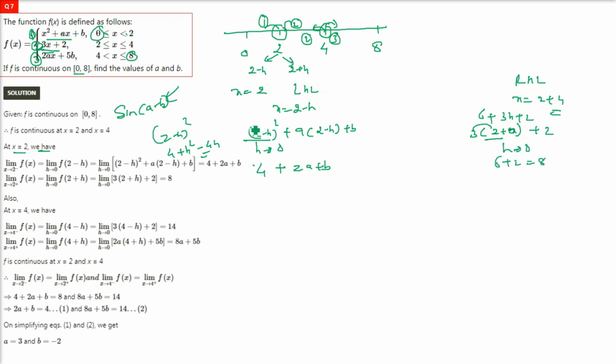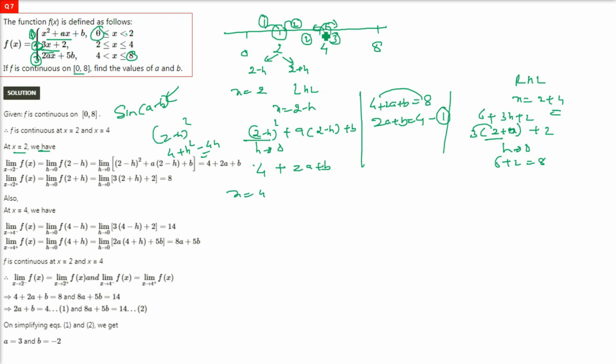So the left hand limit is 8, and the right hand limit is, because LHL has to be equal to RHL if f is continuous at this point 2, which we are checking. So 4 plus 2a plus b has to be equal to 6 plus 2, that is 8. So 2a plus b should be equal to 8 minus 4, that is 4. So this is the first equation. This is the first linear equation. And the second linear equation we will get by x equals 4.